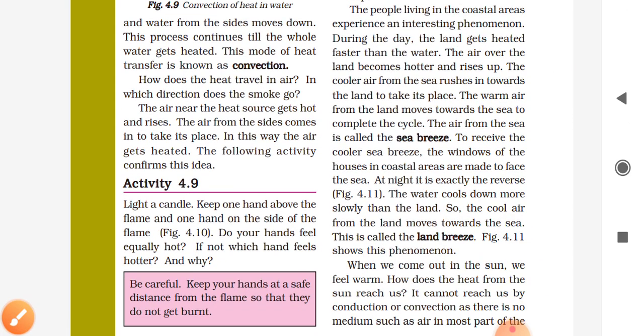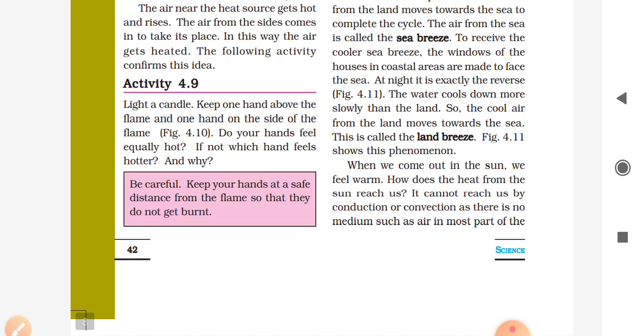Similarly, in the night time, it is exactly the reverse. The water cools down more slowly than land. So the cool air from the land moves towards the sea. This is called the land breeze. So you understand about the sea breeze and land breeze.